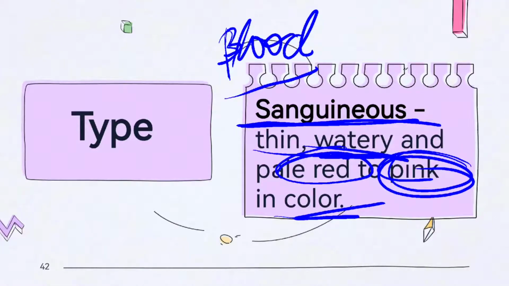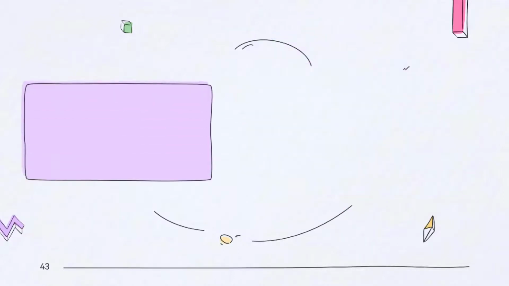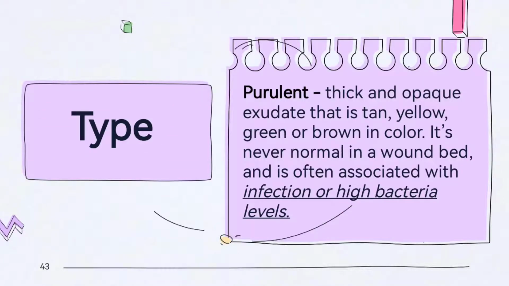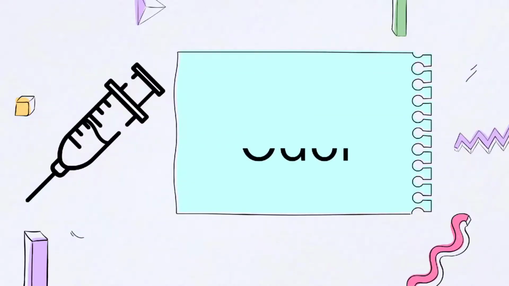Okay? And you know what? Even before you open the wound, you will see it in the dressing itself. Now, the last one is your purulent. You know what is purulent? Purulent is thick, it's yellow, sometimes it's green or brown in color, but the characteristic of this exudate is thick. And this is an indicator of your wound infection.